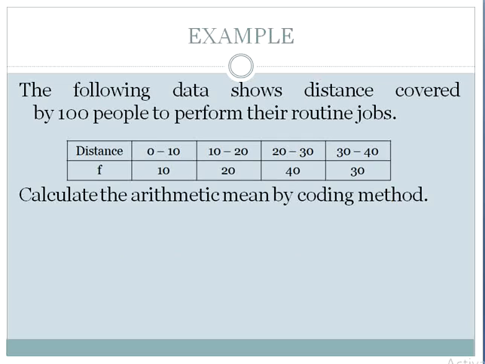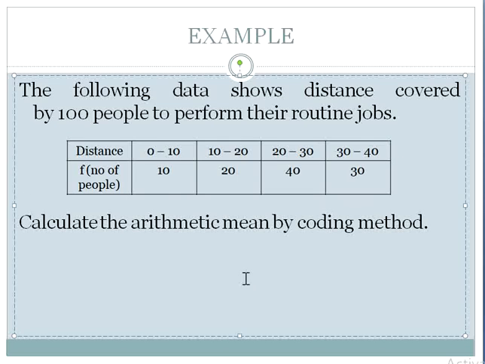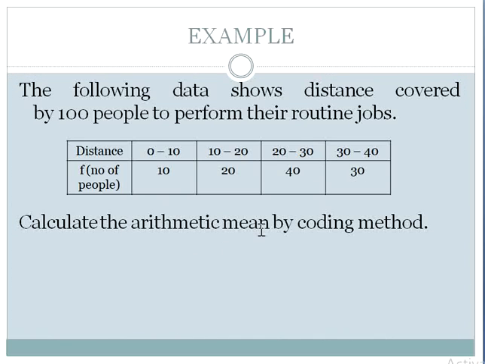The following data shows distance covered by 100 people to perform their routine jobs. So there is the distance in kilometers, 0 to 10, 10 to 20, 20 to 30, and 30 to 40 kilometers. And frequency is basically the number of people. So this is the frequency: 10, 20, 40 and 30, and we want to calculate arithmetic mean by coding method. So let's start this example.